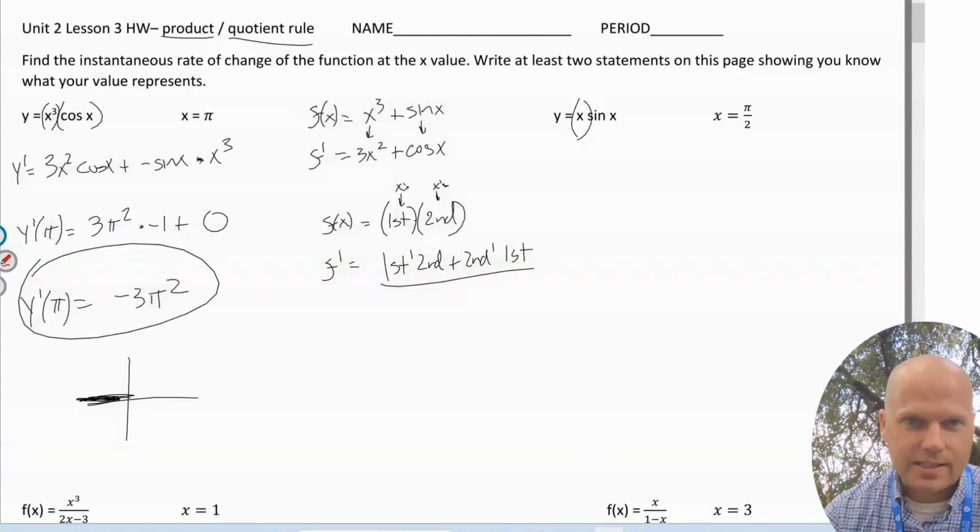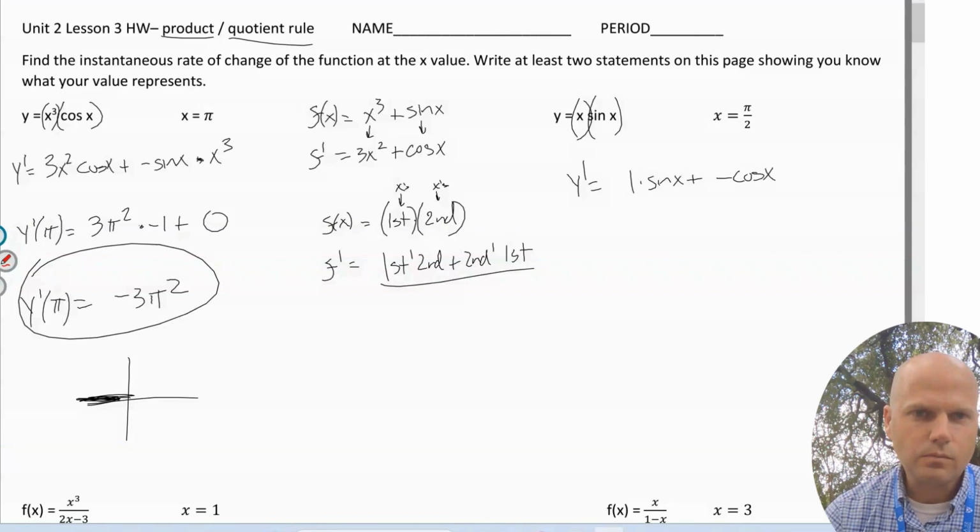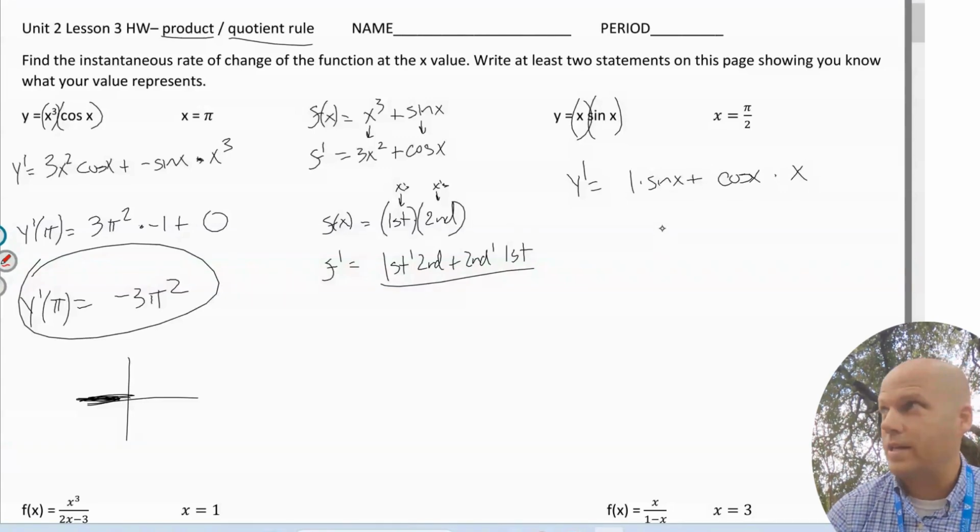So let's do another product rule. I see x times sine x. So x's times x's. I use the product rule. Slopes of the first times the second, plus the slopes of the second. Whoops. Slopes of sine or cosine times the first. You want to put this x in front? Great. Just don't multiply them together.